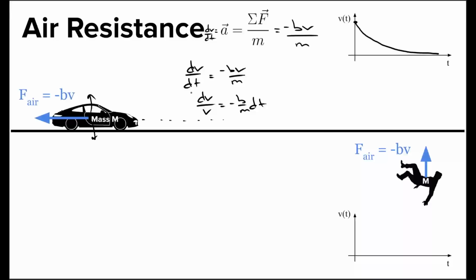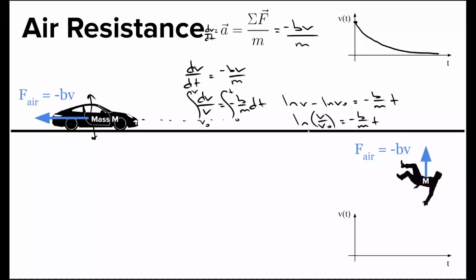I've separated, so separate. Then I integrate from 0 to t. I'm going to assume I start my clock at 0. From v initial, not from 0. This car had some initial speed, whatever it was, to v. I integrate both sides. On the left-hand side, I get a natural log. So I get natural log of v minus natural log of v naught equals negative b over m. On the right-hand side, I just get t from 0 to t. And then I'm going to write this difference of logs as the log of the ratio, v over v naught, going to equal negative b over m t.